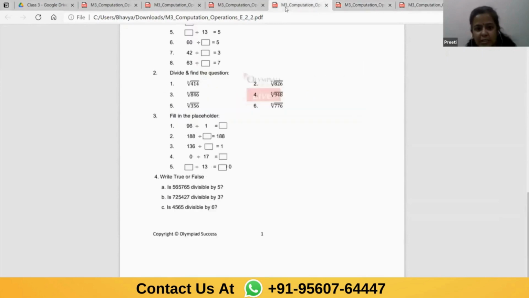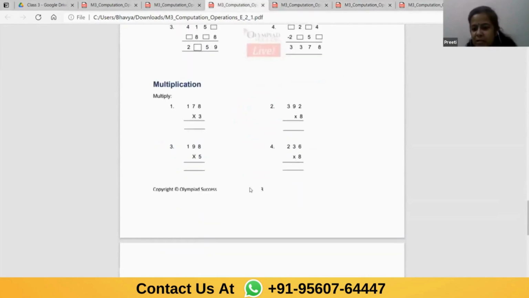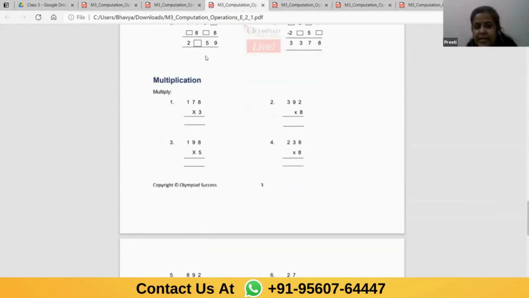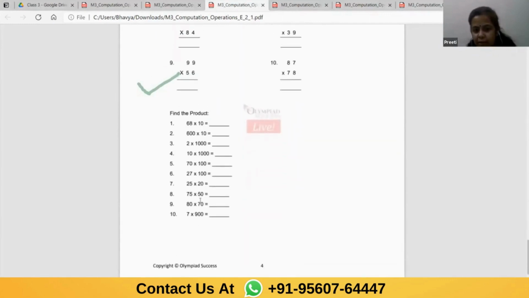See, look at this sheet. There are certain questions given. You will be doing all these questions after the class. It is 2.1 only, we are still on 2.1. All these multiplication questions you have to do. And if I scroll down, see, find the product.